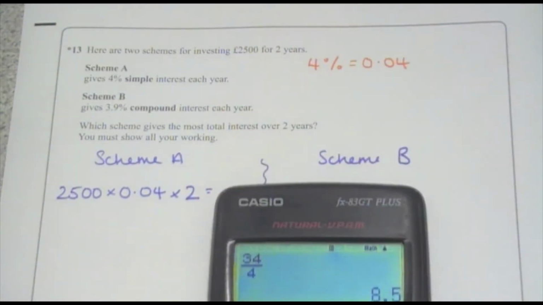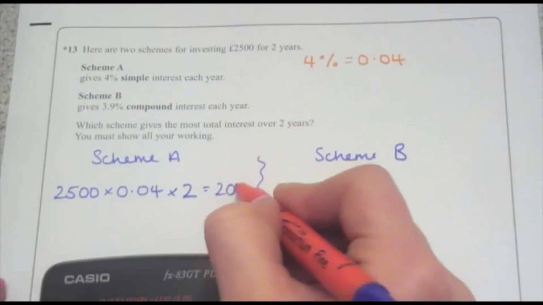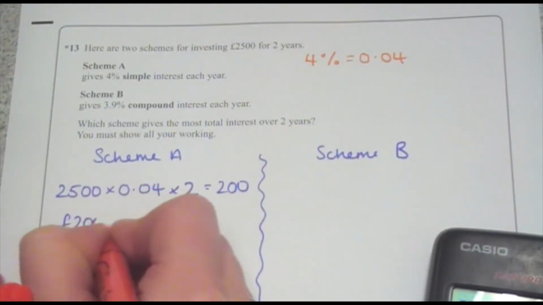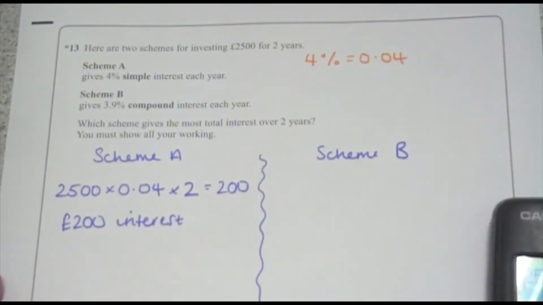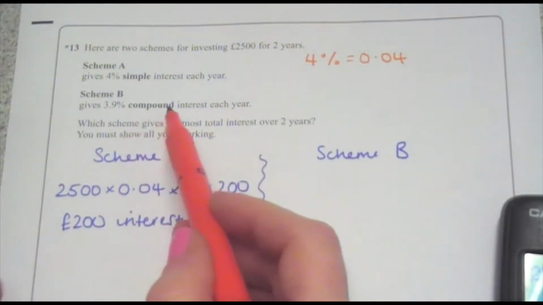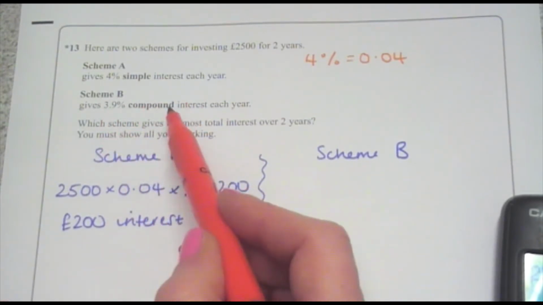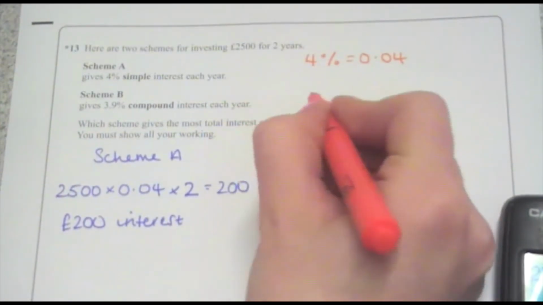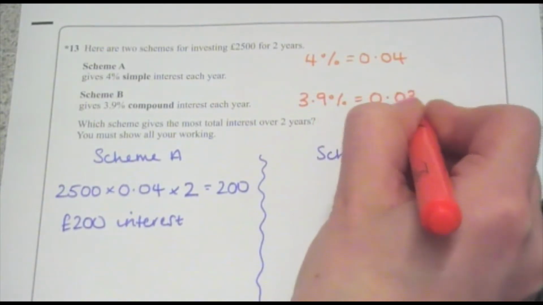Now if I type that into the calculator, I get 200. That means that scheme A will give me £200 interest after 2 years. Scheme B is slightly different. I'm using compound interest. So it gives me 3.9% compound interest each year. Now again, I need to know my percentage multipliers. 3.9% as a decimal is equal to 0.039.